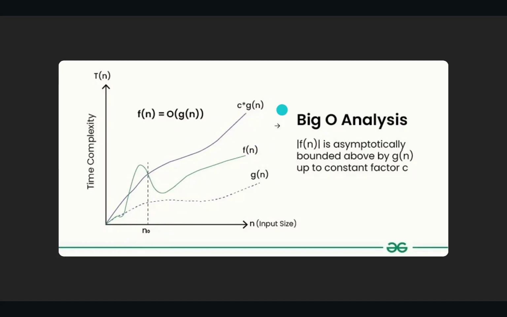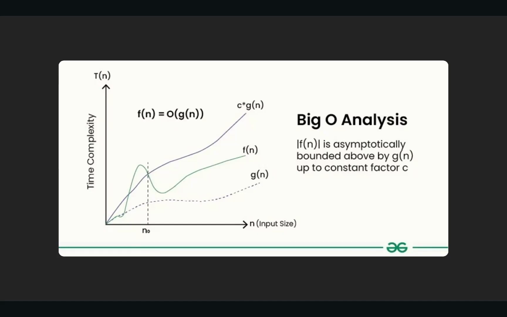So if this condition is satisfied, that means g(n), so c times g(n), acts as the upper boundary. We say this function belongs to the g(n) class. So in another way, we can say finding the big O notation can be defined as finding to which class a particular function belongs.